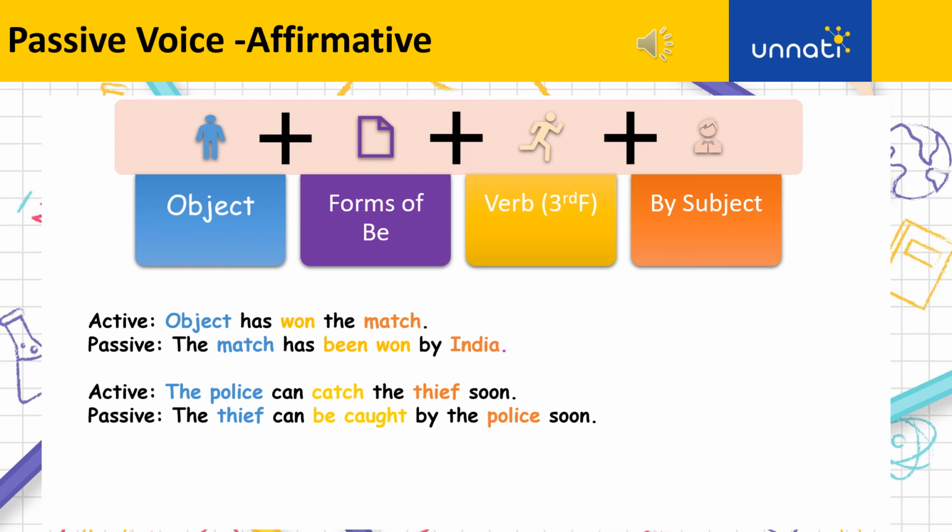In the next sentence, the police can catch the thief soon. That is active. In passive, it would be the thief can be caught by the police soon. So who was to be caught? The thief. The object comes to the beginning of the sentence. Can be, can is the helping verb and be is the form of the verb be, right? Caught, third form of the verb, by the police, the subject. So this is how you construct an affirmative sentence in passive voice. Yeah?